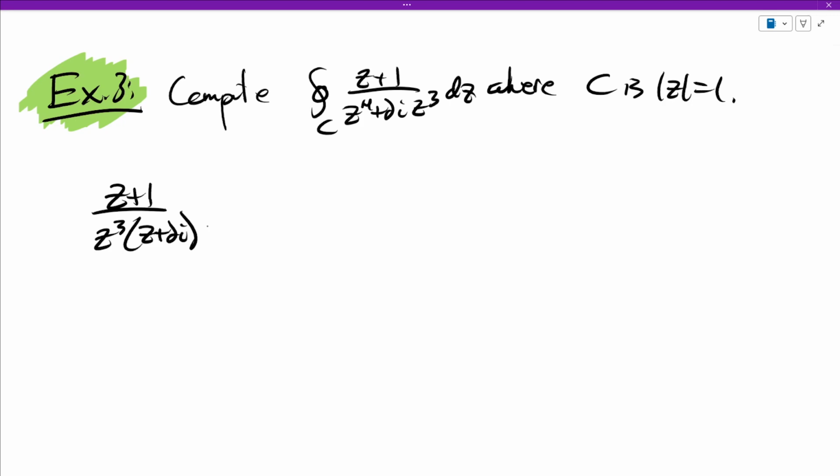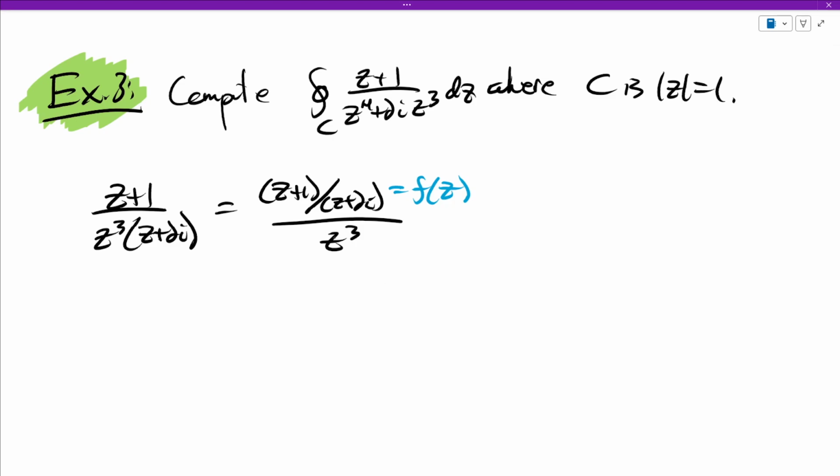And if we do that, we are left with z plus 2i, which is analytic in a simply connected domain that contains C. So that's not going to cause a problem, but z equals 0 is a problem for this other one. So I want to choose to rewrite this as (z plus 1 over z plus 2i) all over z cubed. So here our f is going to be this one here.